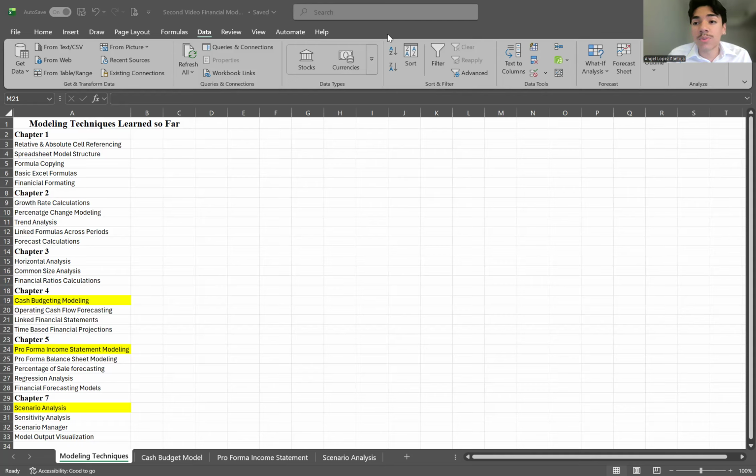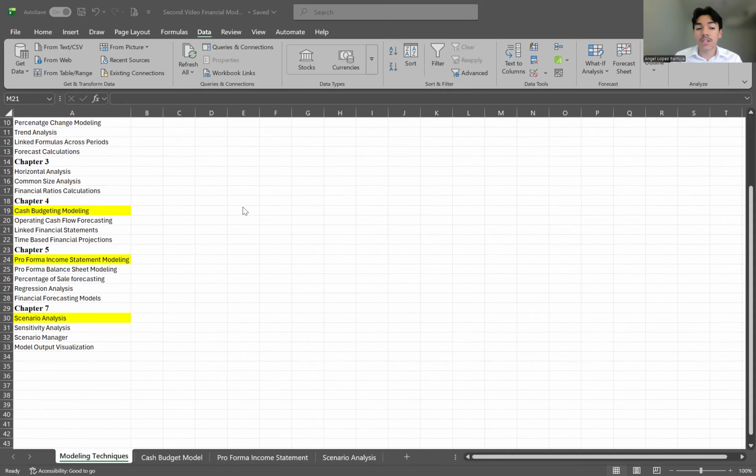Going on to chapter two, we did growth rate calculations and percentage change modeling. Chapter three, some common size analysis, as well as a lot of financial ratio calculations and horizontal analysis. Chapter four, cash budgeting modeling, operating cash flow forecasting, linked financial statements, and some time-based financial projections.